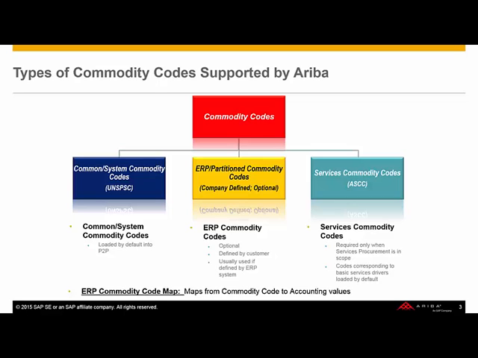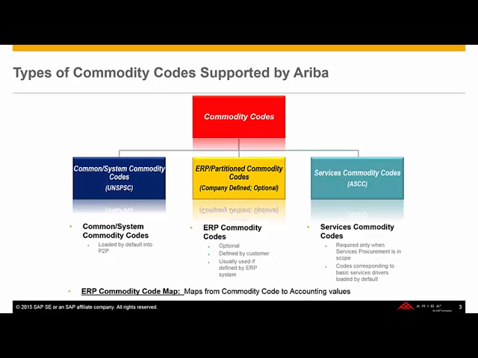Secondly, we have something called ERP or partition commodity codes that are supported. Now these are optional, and this is if your company has a custom commodity code structure in your ERP. It doesn't matter if your ERP is SAP, Oracle, PeopleSoft, or some other generic variant. We are capable of supporting that, and they will need to be mapped in Ariba. So we'll discuss that process coming up.